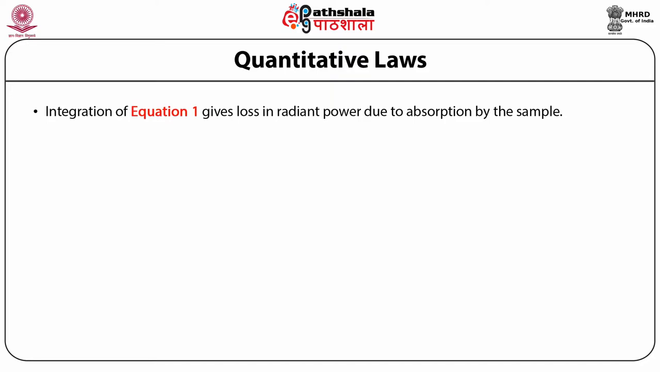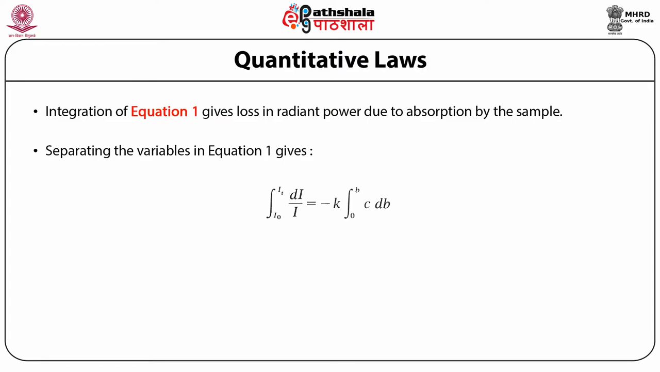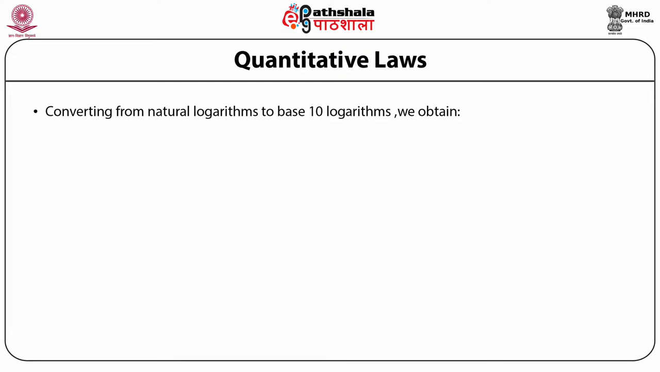Integration of the equation over the entire cell length B gives the loss in radiant power due to absorption by the sample. Separating the variables in equation 1 gives the integral from IT to I0 of dI upon I, equal to minus k times the integral from B to 0 of C dB. After solving the equation, it comes out to be ln(IT/I0) = −kBC. And converting from natural logarithm to base 10 logarithm, one can obtain 2.303 log(IT/I0) = −kBC, or log(IT/I0) = −(k/2.303)BC = εBC.